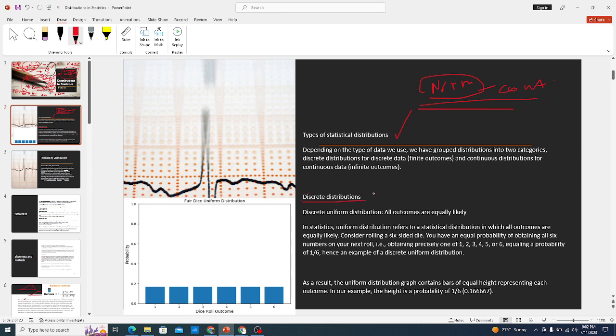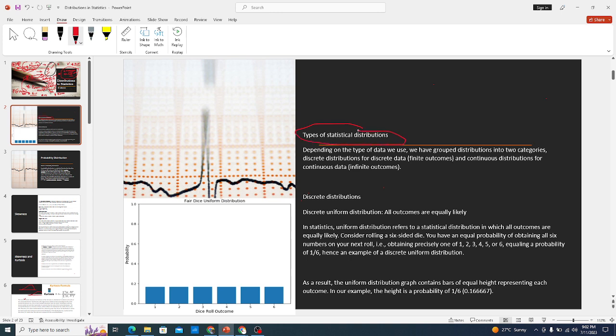We have discrete distributions, and for discrete distribution we have the Poisson distribution, which is a discrete distribution, and also the binomial distribution, and also the Bernoulli distribution. They are examples of discrete distributions. We shall check into details on these later. Good. Let's start with the types of statistical distributions.